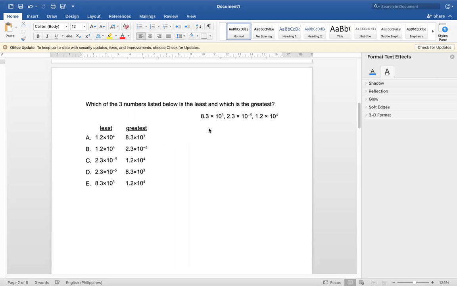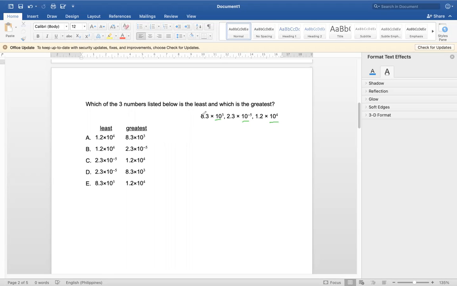In this problem, we need to compare the numbers in order for us to be able to know which is the least and which is the greatest. If you notice, they are expressed in different notations. So the first thing that we need to do is transform them into their decimal notations in order for us to compare them.